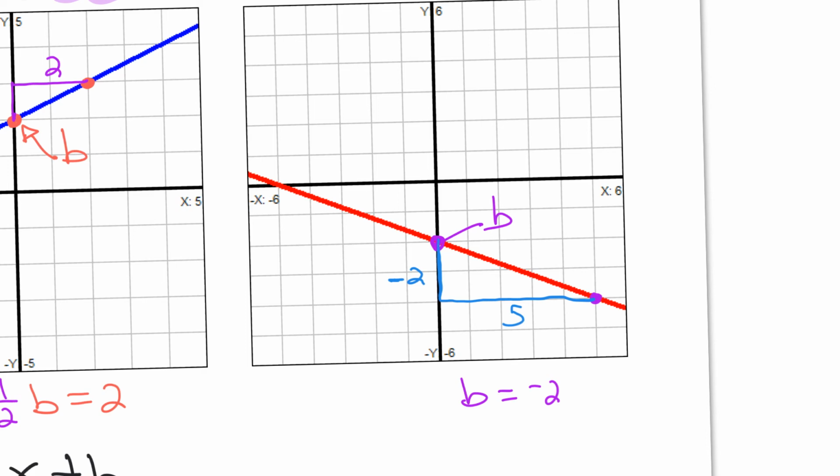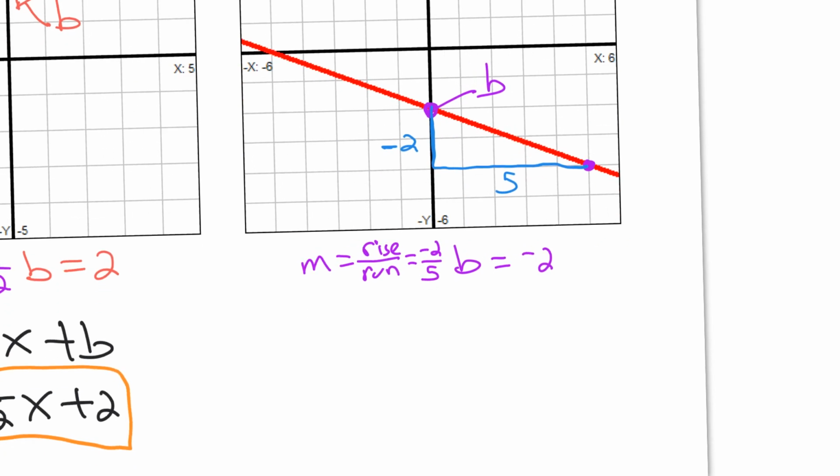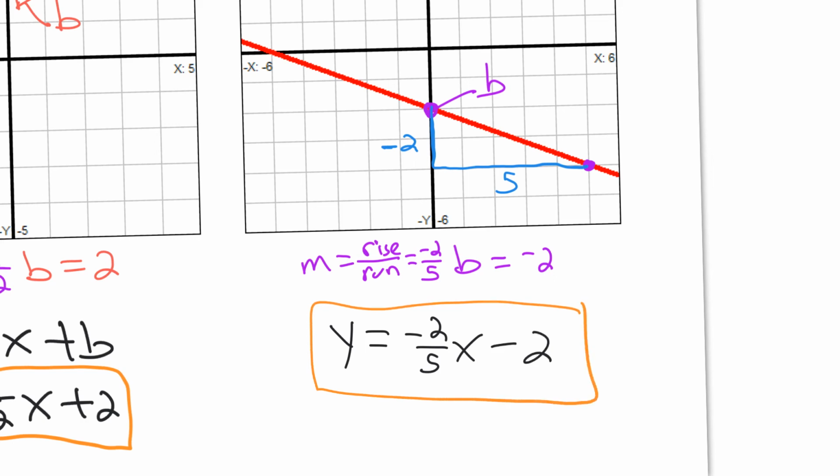So I have m equals rise over run, which equals -2/5. So when you put everything together, you guys will have y equals my slope, -2/5 x, and b is -2. So I'm going to put a -2 for my b value. And that is my slope-intercept form. You have y by itself, you have the slope, and you have the y-intercept. M is rise over run, and b is going to be your y-intercept.